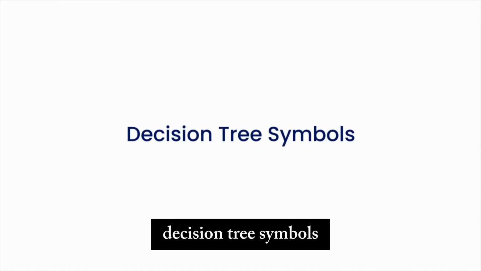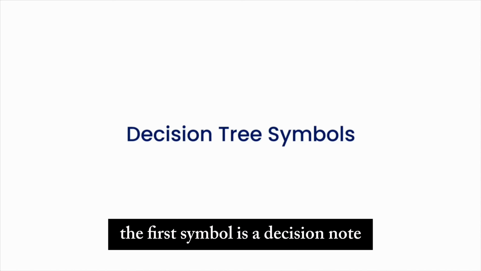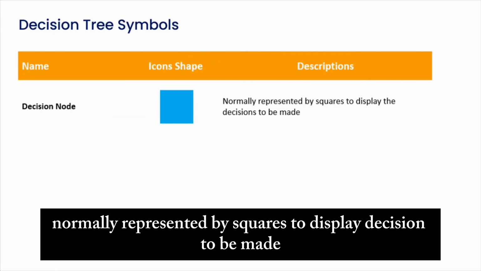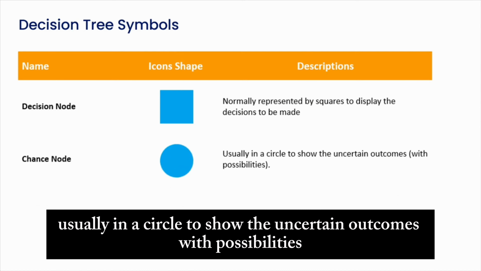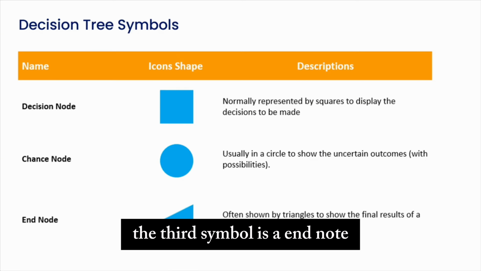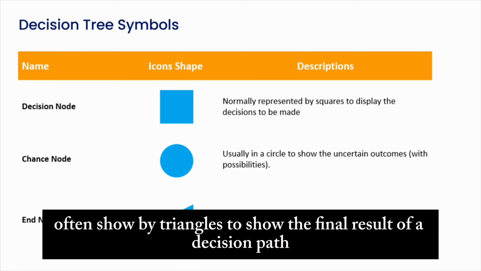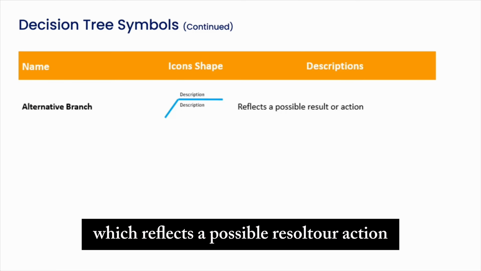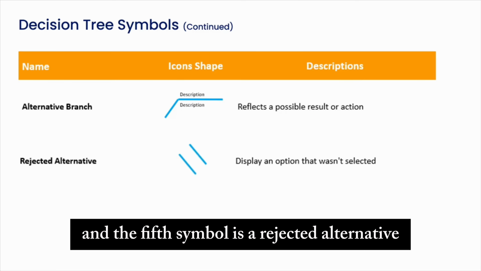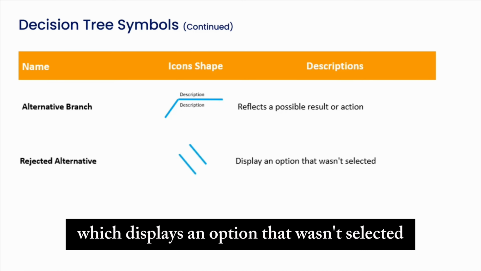Decision tree symbols. The first symbol is a decision node, normally represented by squares to display decision to be made. The second symbol is a chance node, usually in a circle to show the uncertain outcomes with possibilities. The third symbol is an end node, often shown by triangles to show the final result of a decision path. The fourth symbol is an alternative branch, which reflects a possible result or action, and the fifth symbol is a rejected alternative, which displays an option that wasn't selected.